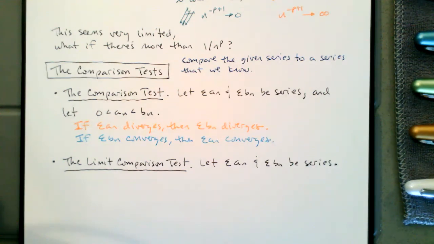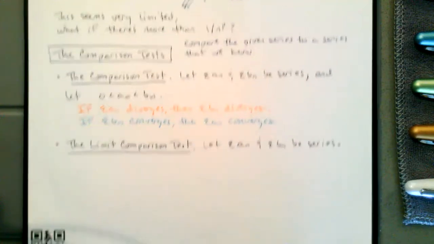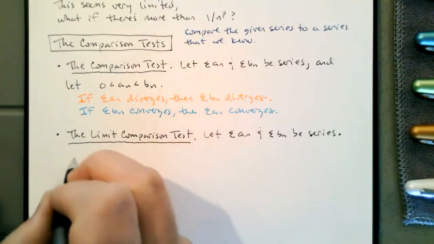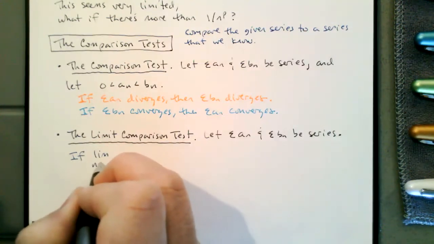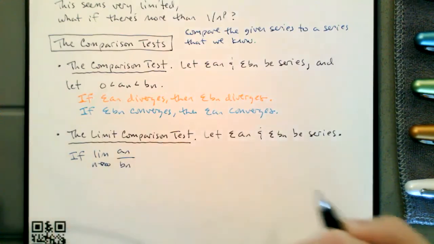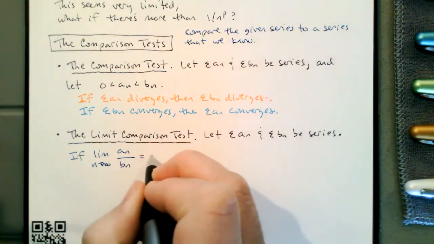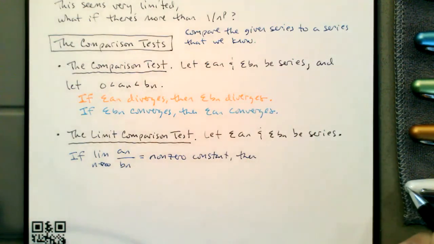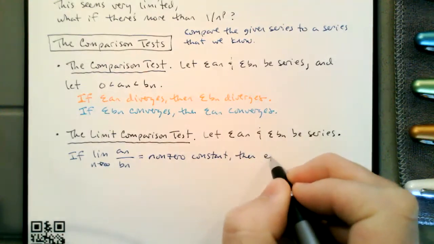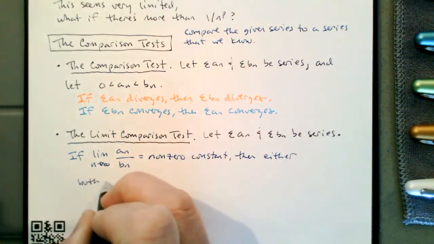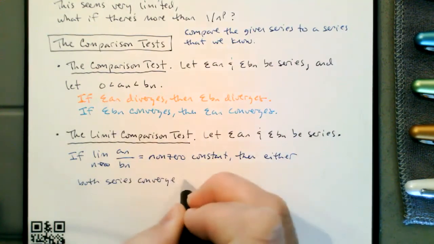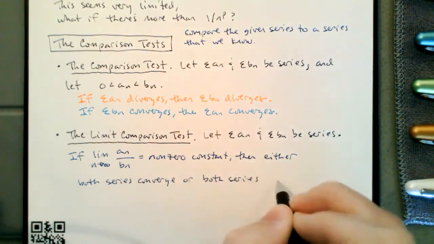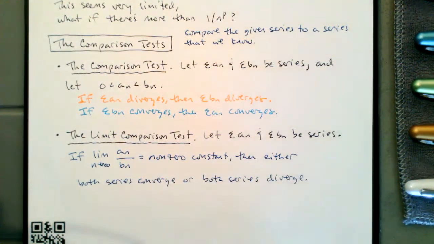So the limit comparison test has the following. Let a_n and b_n be series. And the limit comparison test has us calculate a limit. Not surprising because it's the limit comparison test. If the limit as n goes to infinity of the ratio of the terms of these series, a_n over b_n, is equal to a non-zero constant, then both series converge or both series diverge. So if the limit as n goes to infinity of a_n over b_n is some non-zero constant, then either both series converge or both series diverge.